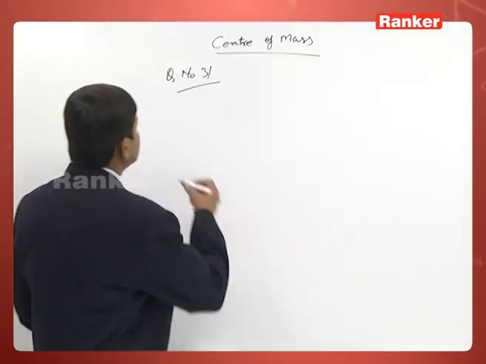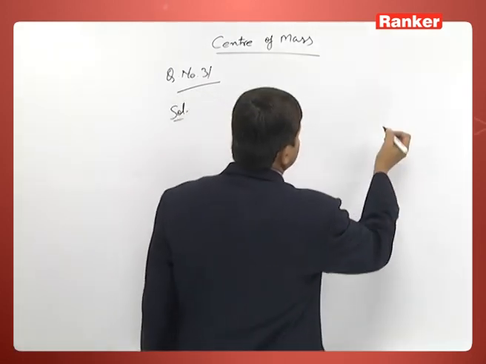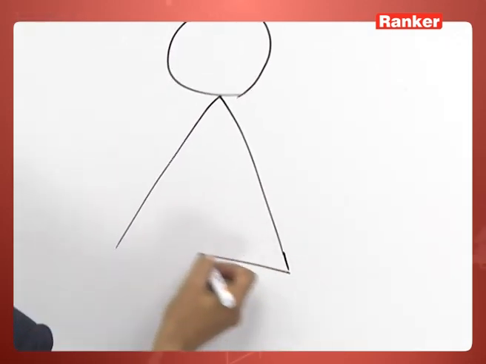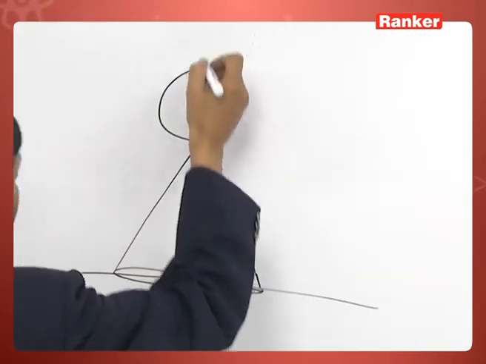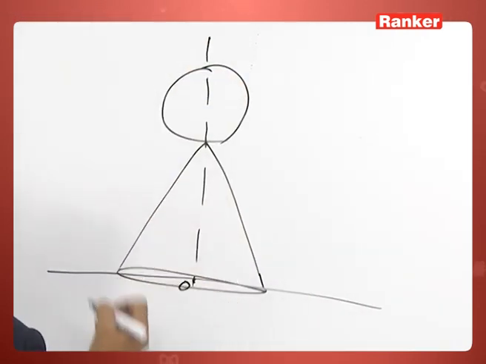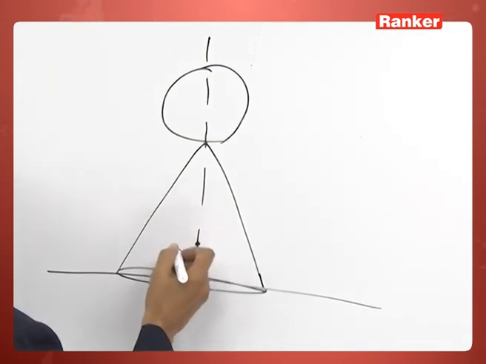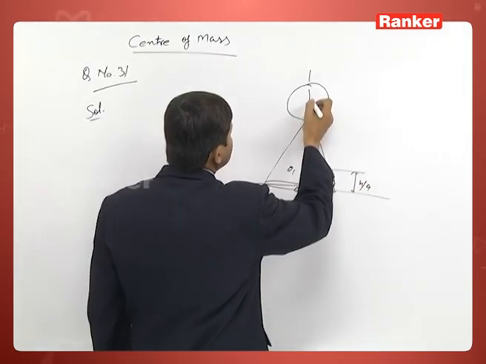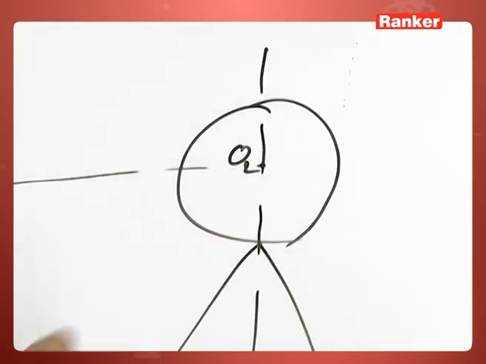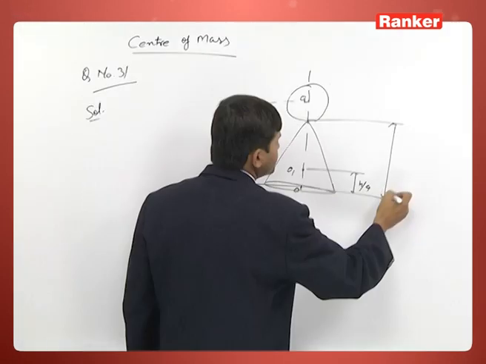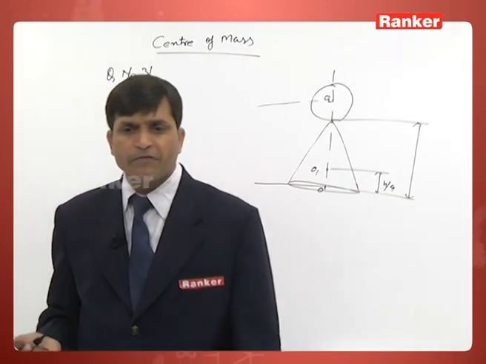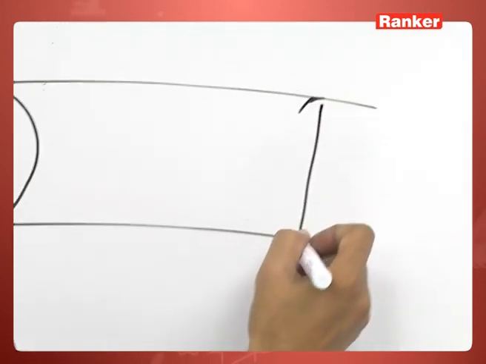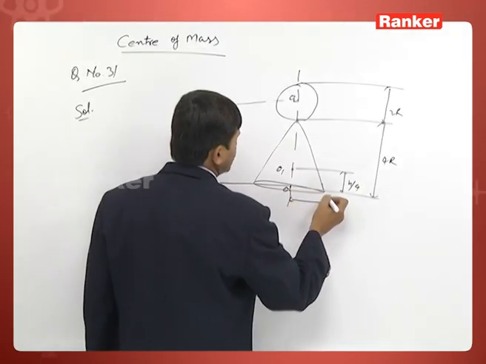So, first see the diagram of the toy made by the carpenter. He has made one sphere and this is a cone, and this point can be called O. The center of mass of the cone is here at O1, which is at a height h by 4, and the center of mass of the sphere is at O2. The total height is given as per the diagram: it is 4r, and this is 2r and this is r.